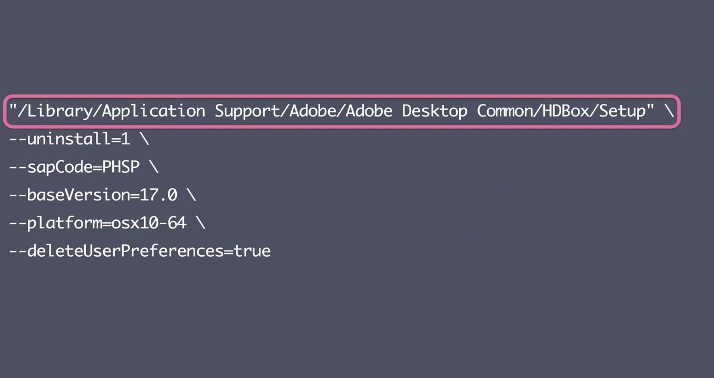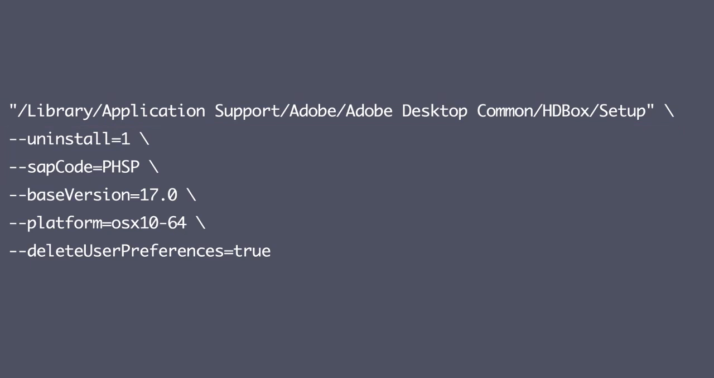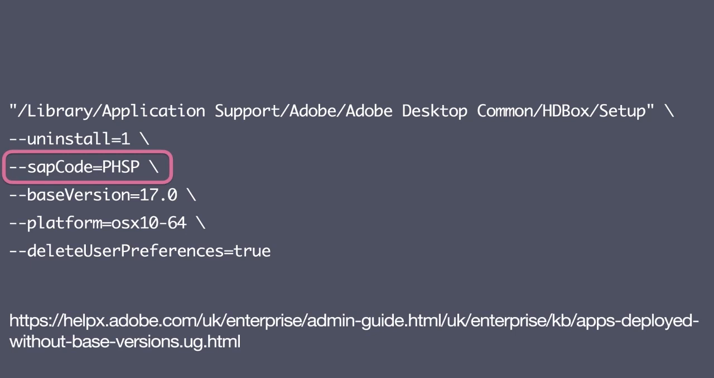First line, pretty straightforward. It's the path to the tool where it's installed when you deployed your Adobe title automatically. Note the spaces. Make sure you quote or escape these as needed. First option provided to the package is the uninstall flag to, well, you guessed it, let the tool know we want to perform an uninstall. The next option is the SAP code of the title we wish to uninstall. These aren't always obvious, but Adobe has a reference table available at this URL.